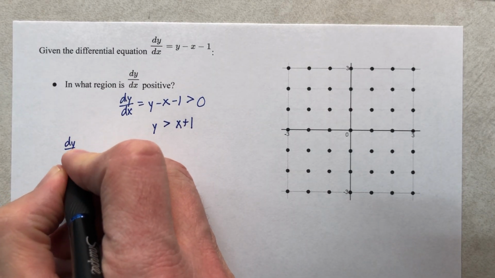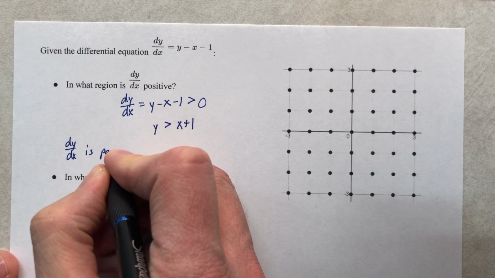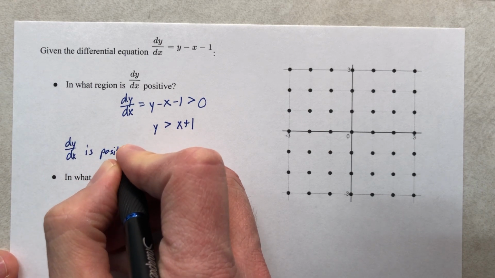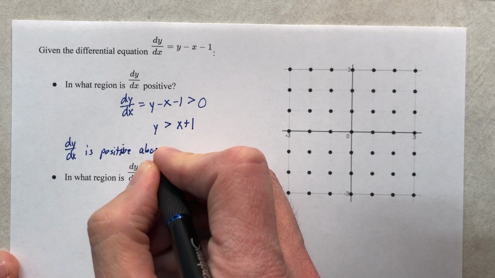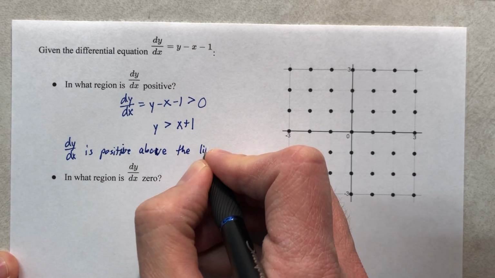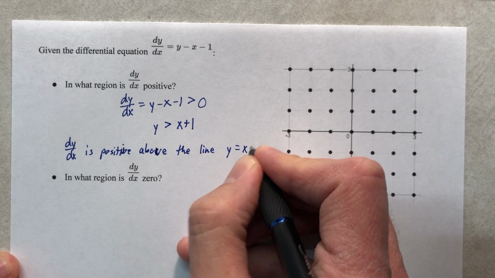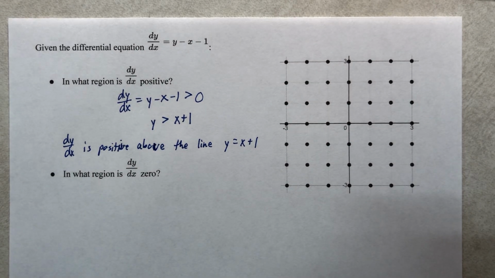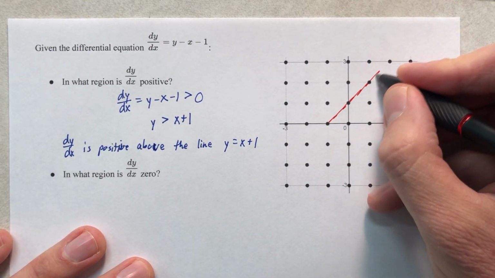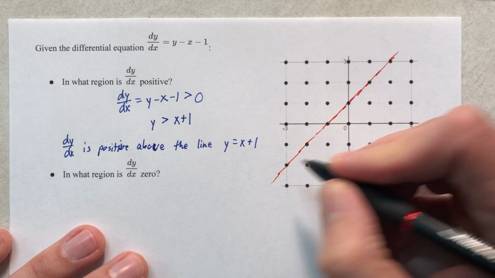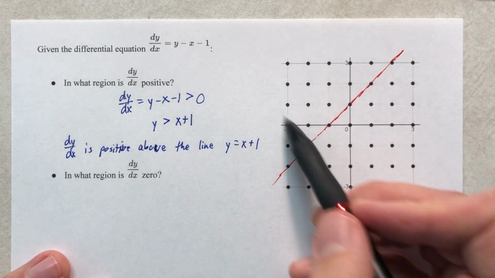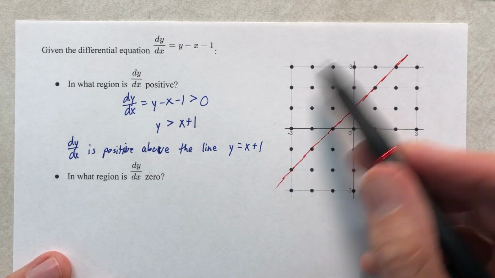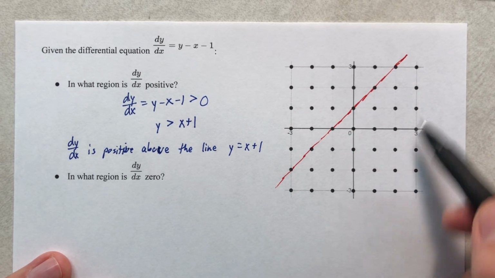So dy/dx is positive above the line y equals x plus 1. Okay? There we go. So if we drew it, we don't have to, but the line y equals x plus 1 would be this. And if we drew the slope field, then all our slopes would be positive right here and nowhere else, which means these are going to be negative or 0.